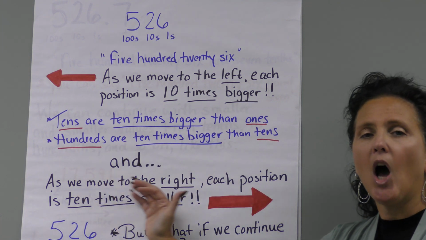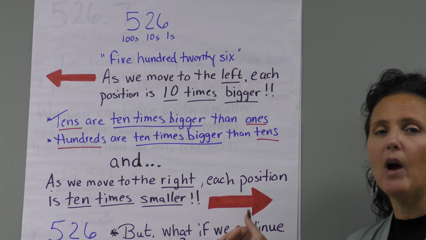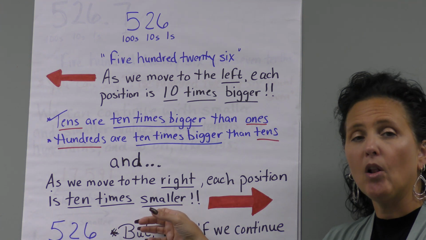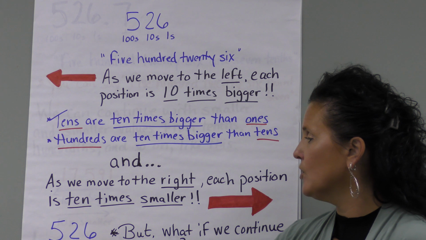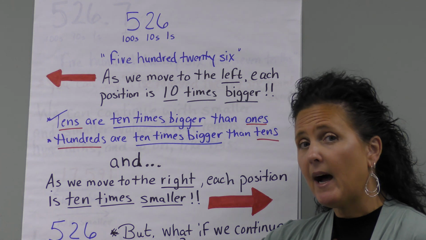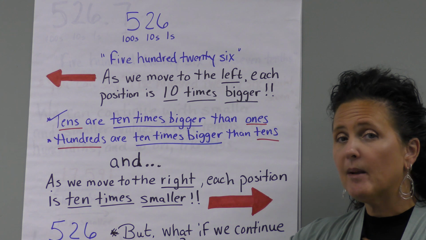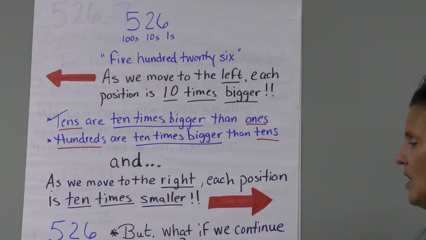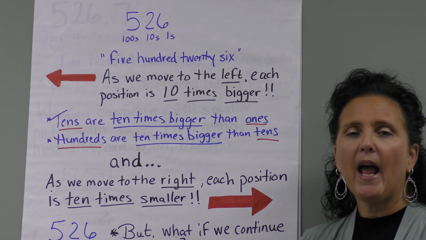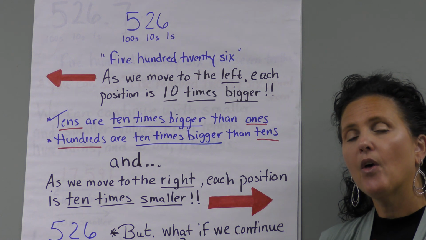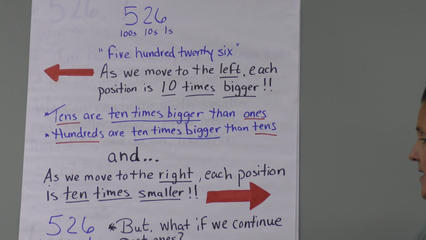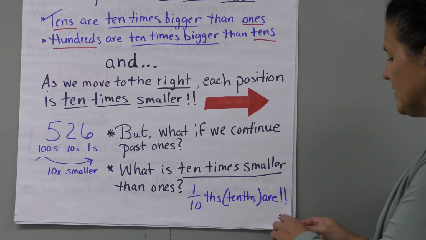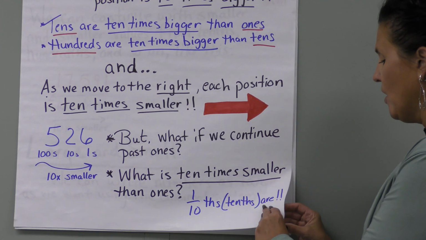But what if we move in the opposite direction? What if we move to the right? As we move to the right, each position is going to get 10 times smaller. So here in 526, 100 divided by 10 is 10. 10 divided by 10 is 1. We're getting 10 times smaller as we move this way. So what if we continue to go past ones? What happens when we get 10 times smaller than 1, right? That is called a tenth, or 1 over 10. That's what our first position after our decimal is going to be, 10 times smaller than 1.